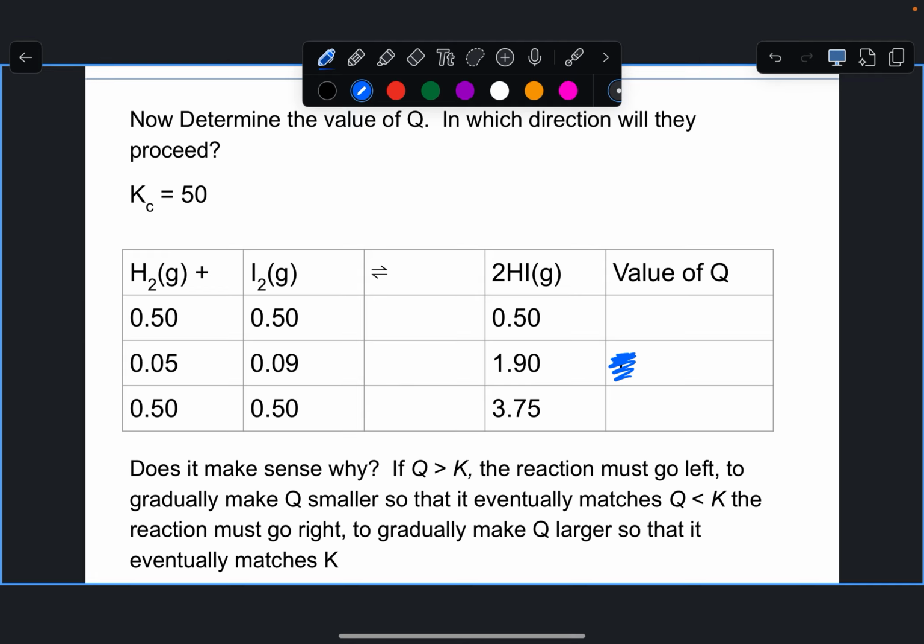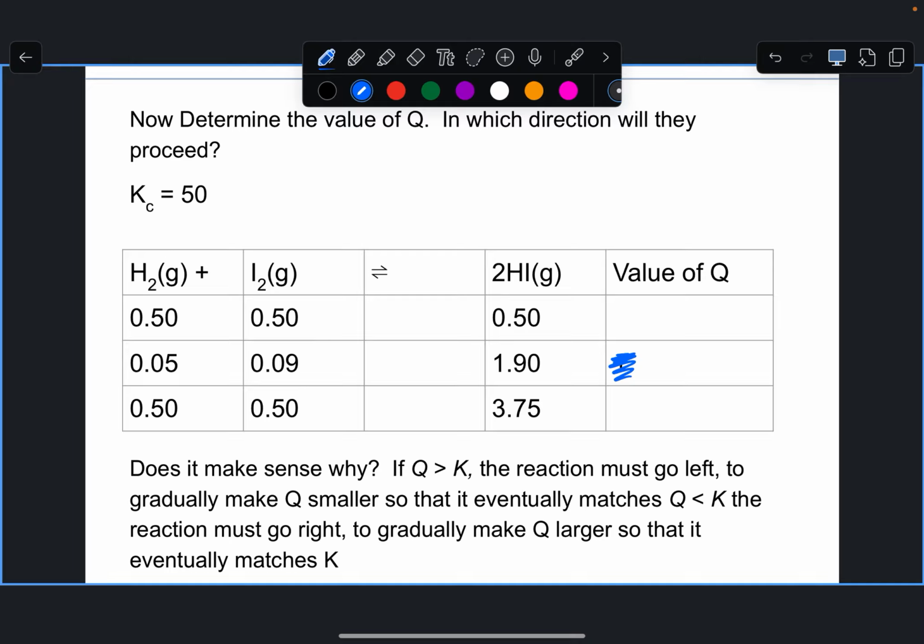Okay. What about if there's some of everything? So in each of these examples, maybe we stuck all of this stuff in a container, H2, I2, and HI, or maybe the reaction proceeded a little bit, but we don't know yet if it's at equilibrium. It could be any kind of reason for why we have some of each of the things, but we don't know yet if it's at equilibrium, and if it's not at equilibrium, which direction is the reaction going to go to get to equilibrium?